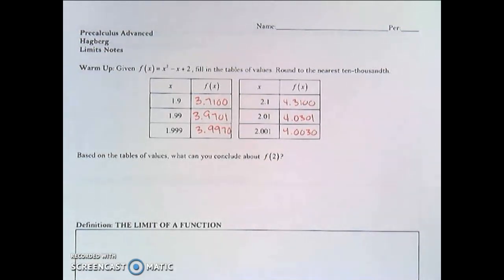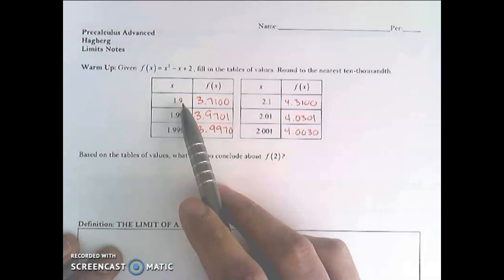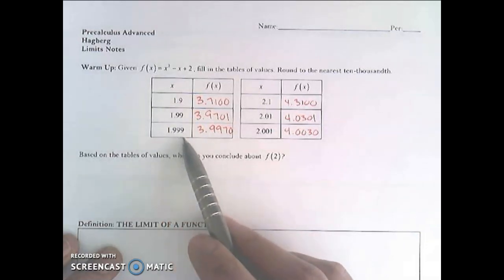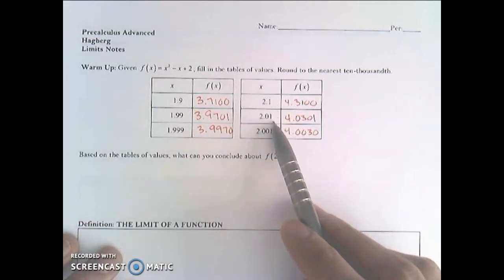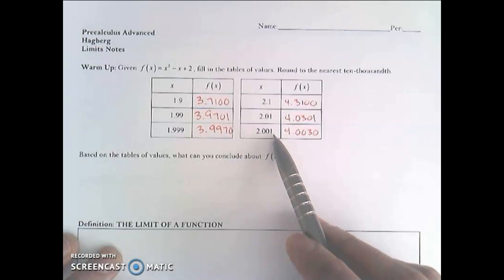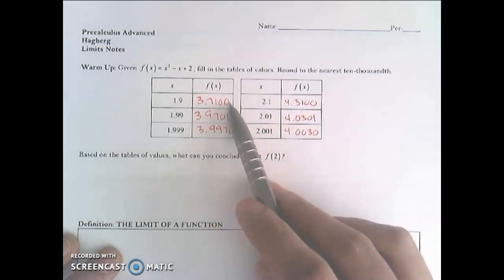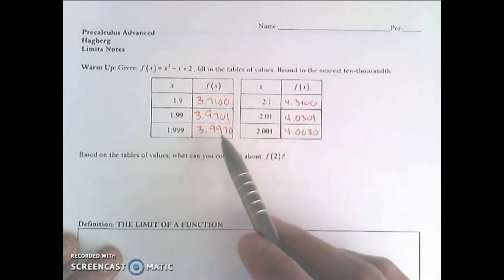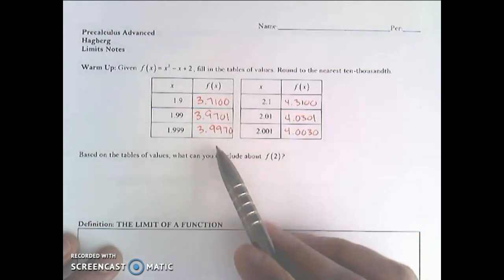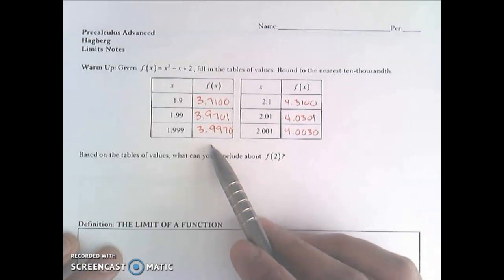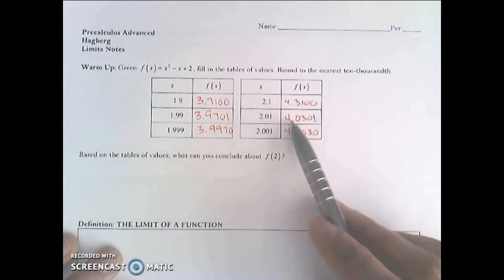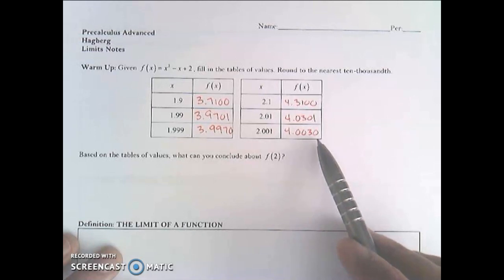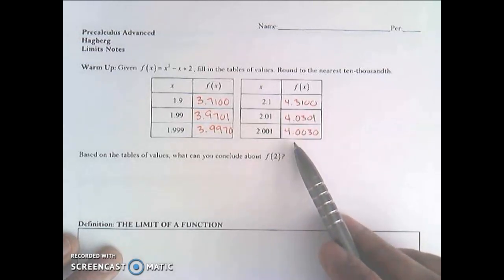Let's take a look at what's happening. So 1.9 to 1.99 to 1.999, we're getting closer and closer to 2. Likewise, from 2.1 to 2.01 to 2.001, we're getting closer and closer to 2. Let's see what's going on with the function. Here we go, 3.7, 3.97, 3.99. That's getting closer to 4. On the other side, we have 4.3, 4.03, 4.003. We're getting closer and closer to 4.